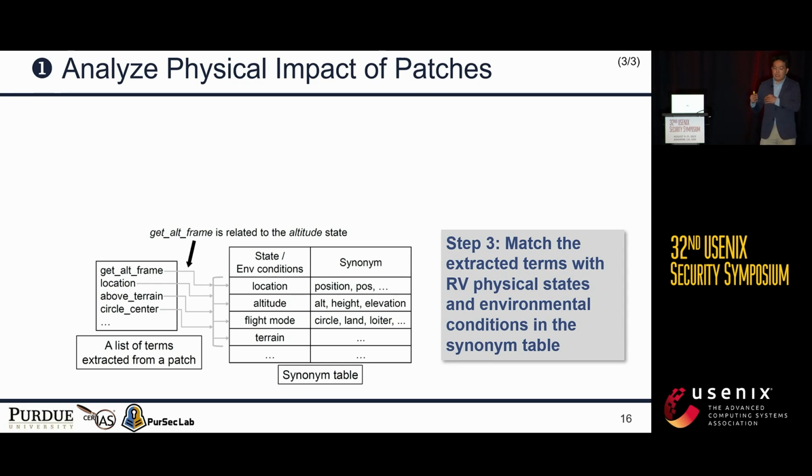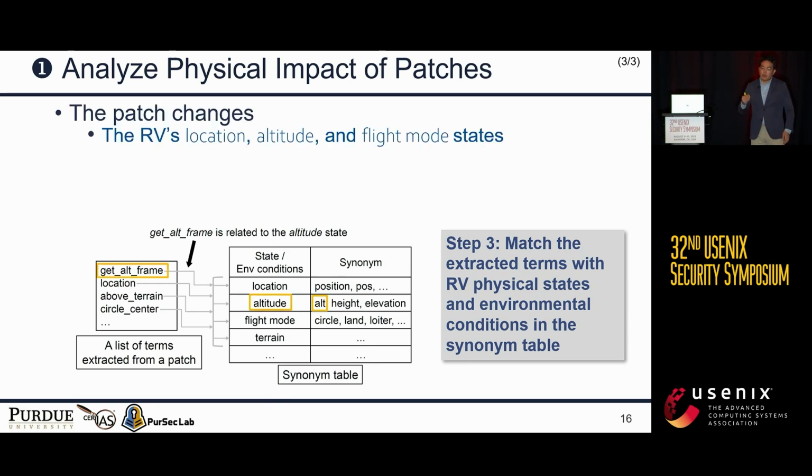Next, we match the extracted term on the left side with a list of physical state and environment condition in the synonym table on the right side. We manually create this synonym table. The first column consists of a list of physical state and environment condition, and the other column consists of a list of synonyms. For example, in the case of get ALT frame, we can match this term with altitude physical state. Why? This is because ALT is one of the synonyms of this altitude physical state.